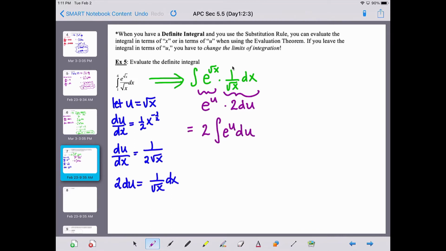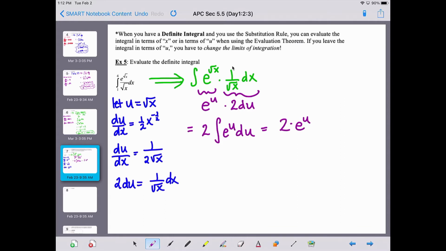Now notice I dropped my limits of integration at this point, right? Because I just rewrote everything in terms of u, and u and x are not the same thing. So at this point in time, my limits of integration here are not going to be from 1 to 4 if my function is in terms of u. Now I can go ahead and integrate this, okay? So if I were to integrate e to the u, I know the derivative of e to the u is e to the u, so the integral of e to the u is also going to be e to the u, right? So the integral here is just going to be equal to 2 times e to the u.